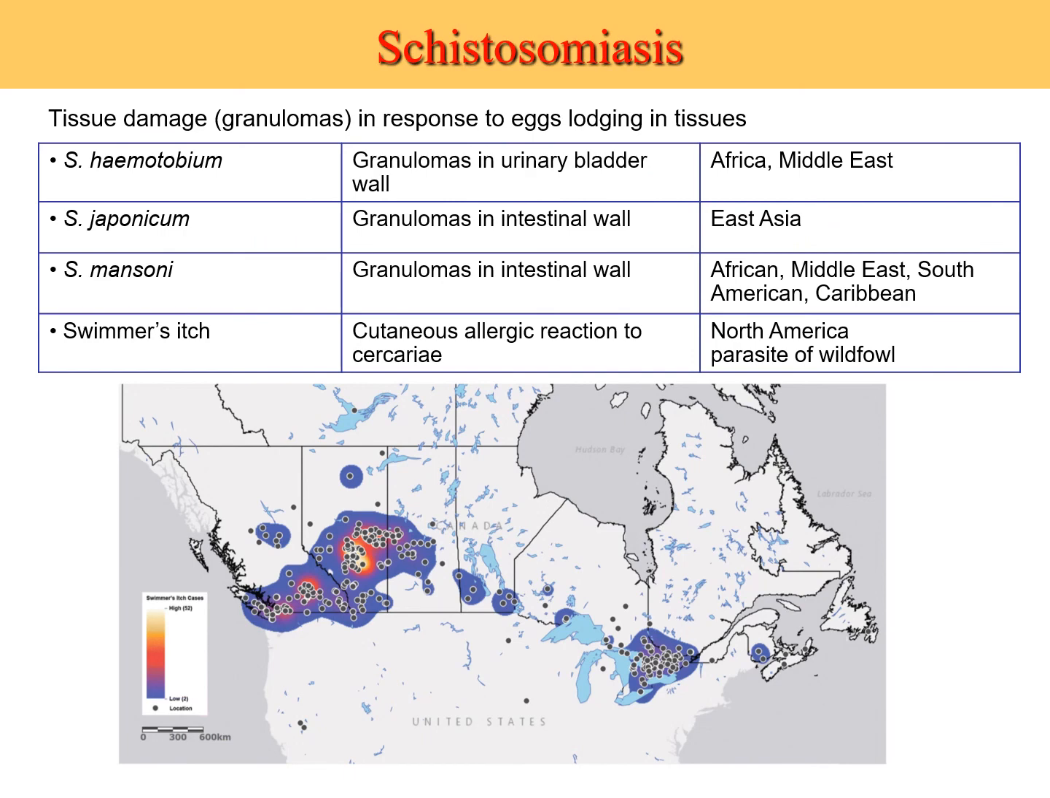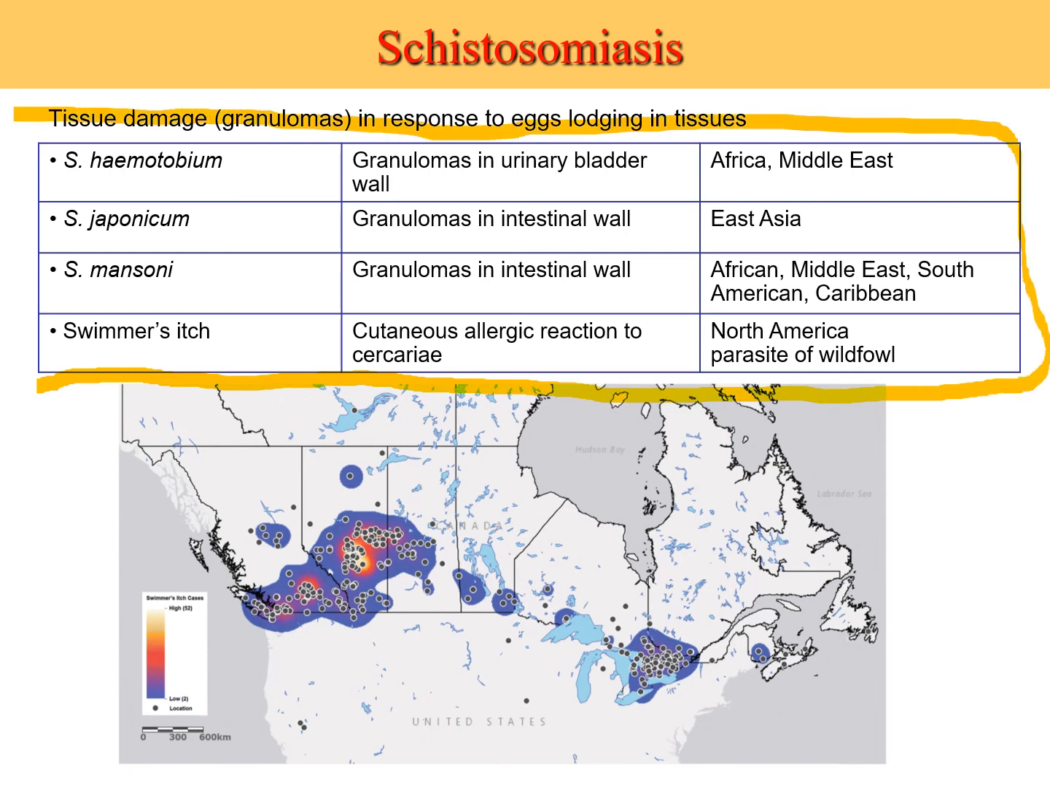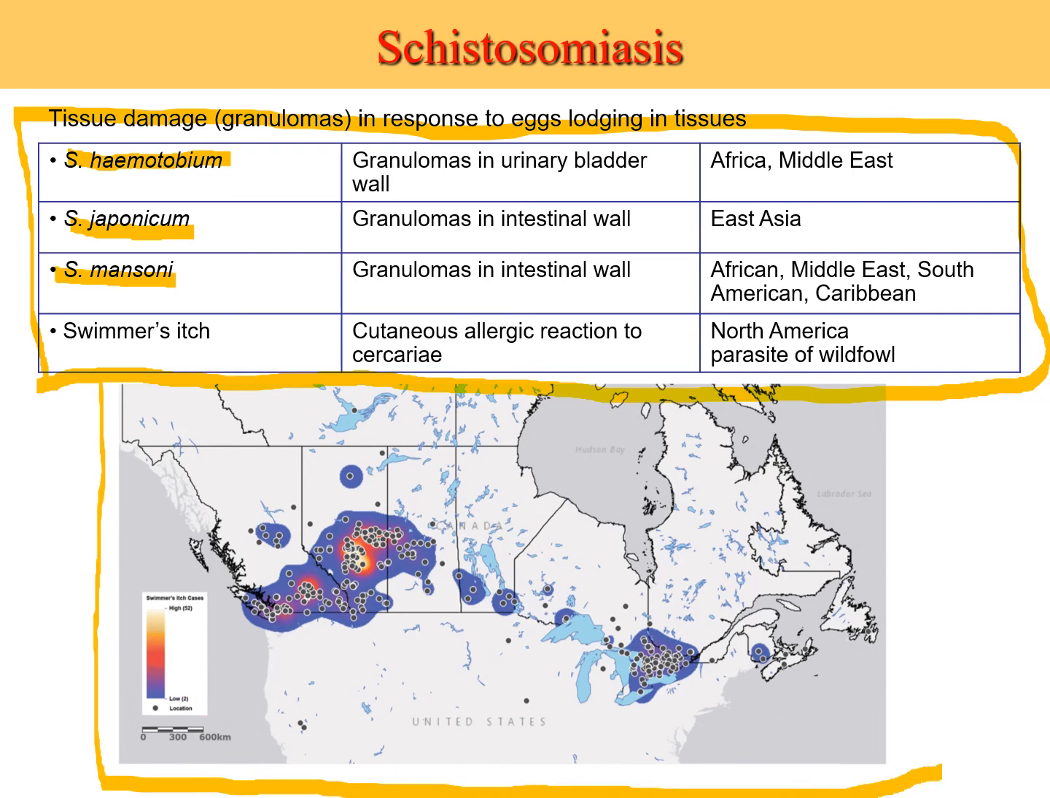And you can see this is a table showing different types of schistosomiasis worldwide, but these actually do infect and get into, here the urinary bladder, intestinal wall. Here it's just in the skin, swimmer's itch, and this is a fairly up-to-date map, where people are reporting cases of swimmer's itch in Canada.